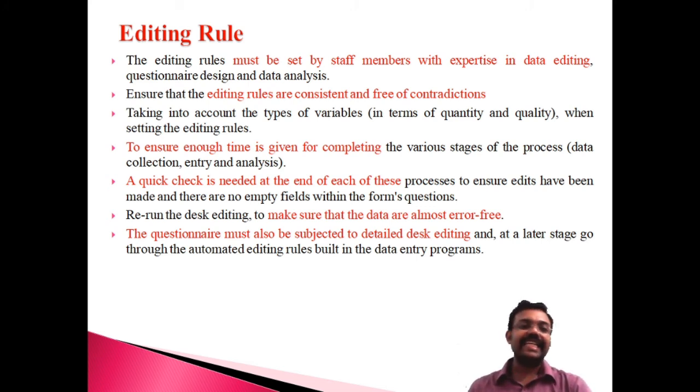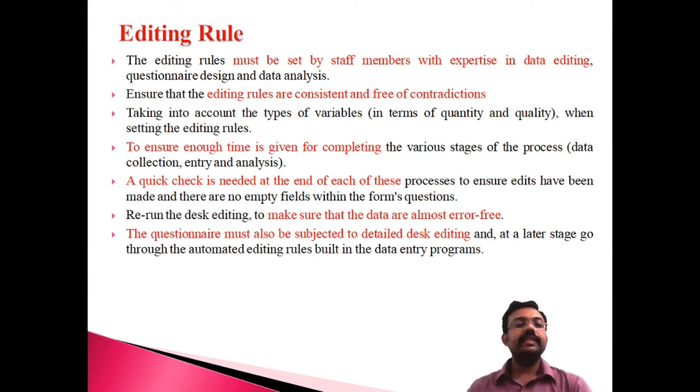As a researcher engaging in the process of editing, what are the important rules to be considered for the editing? The first important rule is the experience of the staff members in the editing. That means your staff members are experts in the field of editing, otherwise we face a lot of difficulty at the time of the editing. That's the first important rule: the experience and expertise of your staff members. And the second one is that the editing rules are consistent and free from contradictions. It must be ensured that all the rules are free from contradictions.